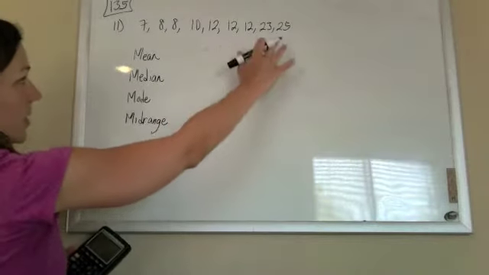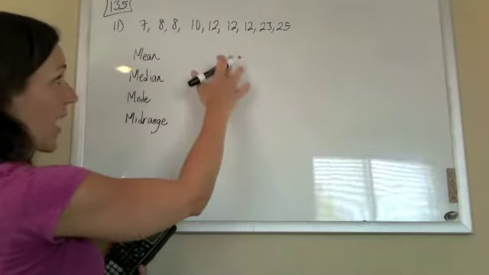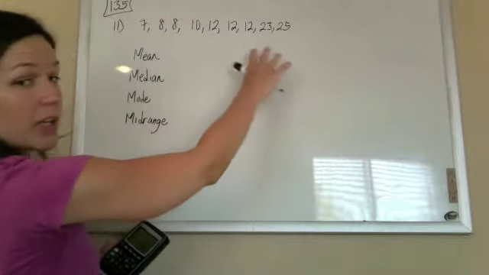So, got a set of numbers. We need the mean, the median, the mode, and the mid-range. The mean is just the average. So you're just going to add them all up, divide by how many you have.